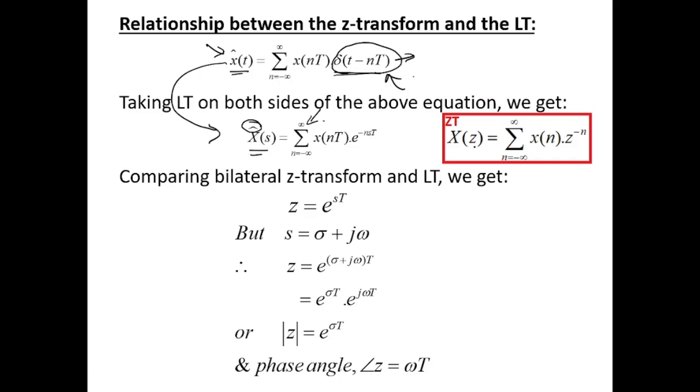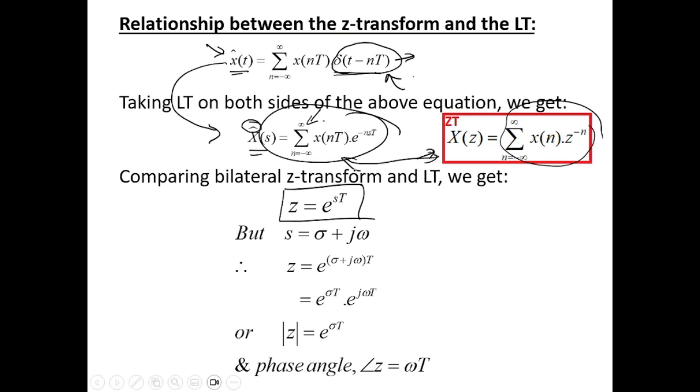And the z transform is this one. Now if you compare these two equations, can you see they both appear similar? If we put z equals e to the power sT, then both equations become the same, the right hand side part of the equation.